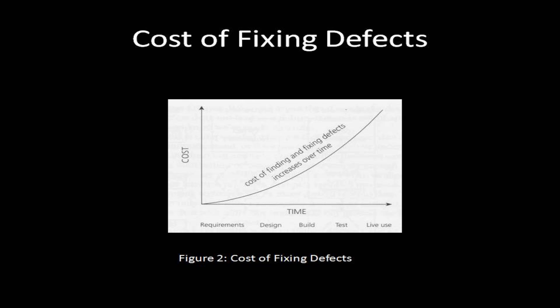From this figure, we see that if an error is made and the consequent defect is detected in the requirements at the specification stage, then it is relatively cheap to find and fix. Similarly, if an error is made and the consequent defect detected in the design at the design stage, then the design can be corrected and reissued with relatively little expense. The same applies for construction.